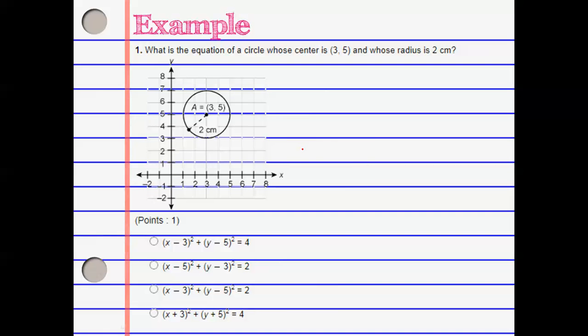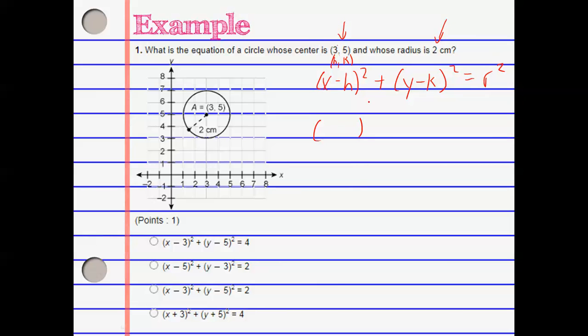Here we're given a circle on a graph, and we want to know what is the equation of a circle whose center is 3, 5, and whose radius is 2. So here's what it looks like on the graph, but we're actually given the points already and the radius. So remember, x minus h squared plus y minus k squared equals r squared, where h and k are the points right here. H goes with the x, k goes with the y.